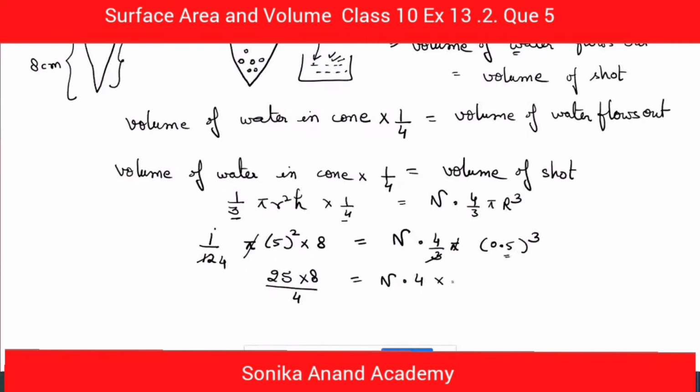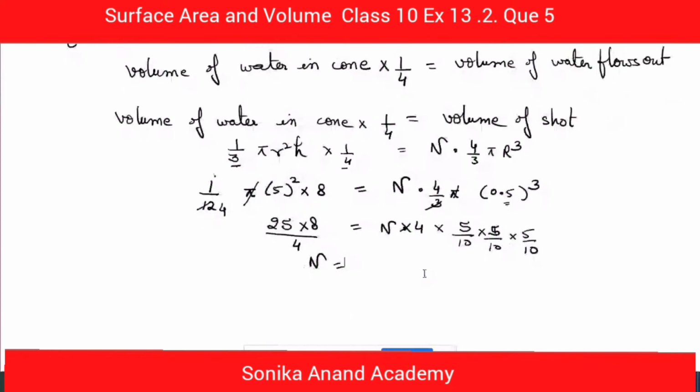Here I just make it a fraction: 5 by 10, 5 by 10, 5 by 10. So on the value of n, LHS we can cancel also, 4 and 8. Twos 4 are 8 and 5 twos are 10, 5 twos are 10. So 2 twos are 4, it also gets cancelled. So we get 25 twos are 50, which is equal to 5 by 10 n. So 50 into 10 by 5 is equal to n. So n, how many shots?